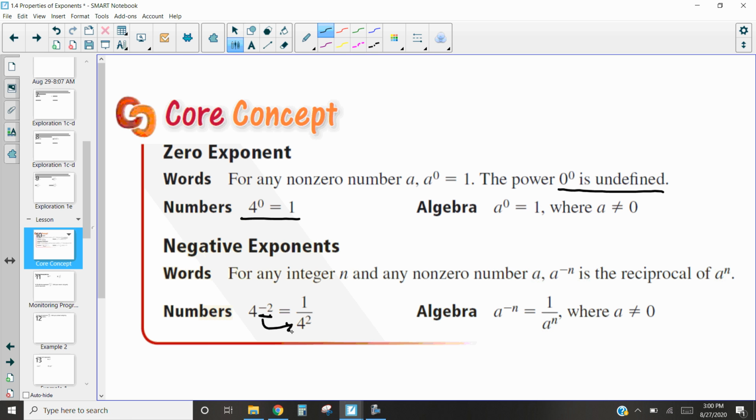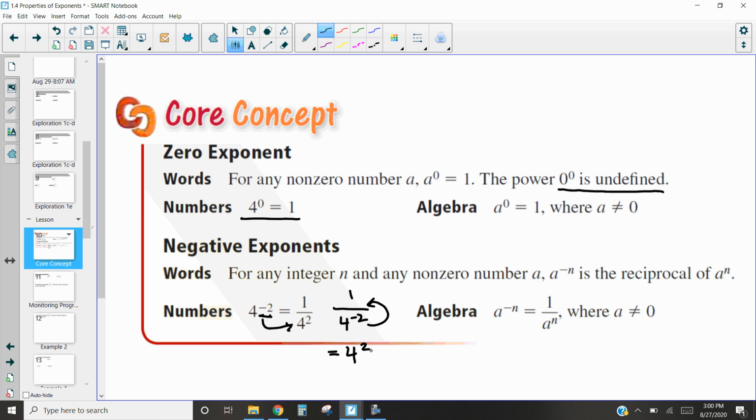If I had something at the bottom of a fraction already, say I had 1 over 4 to the negative 2, then this would be moved to the top, and that's the same as 4 squared. So that reciprocal just means if it's a whole number, we move it to the bottom of a fraction. If it's the bottom of a fraction, we move it to the top.